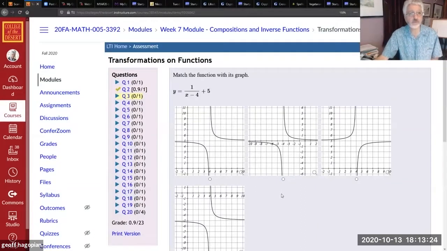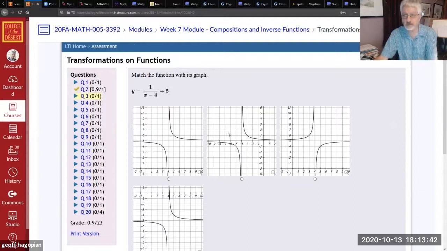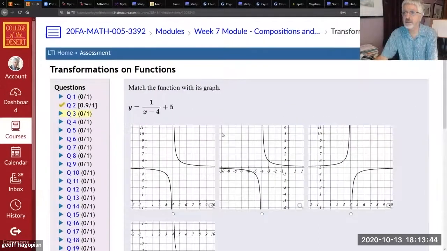So match the function with its graph. This has a vertical asymptote where x equals 4, right? Because that leads to division by 0. And if x gets very large, this ratio gets small. Like if x is 1 billion, I'll make this go away and zoom in a little bit on this. Okay, is that easier to see?